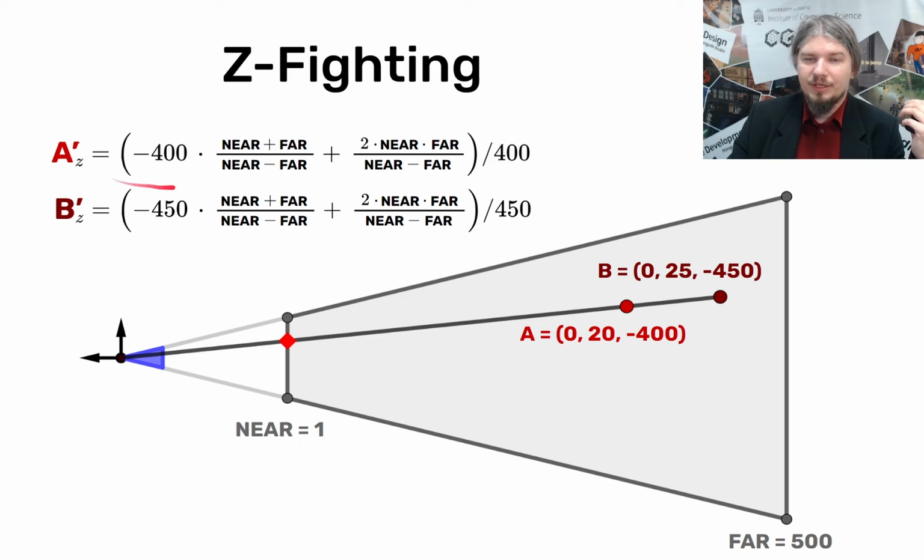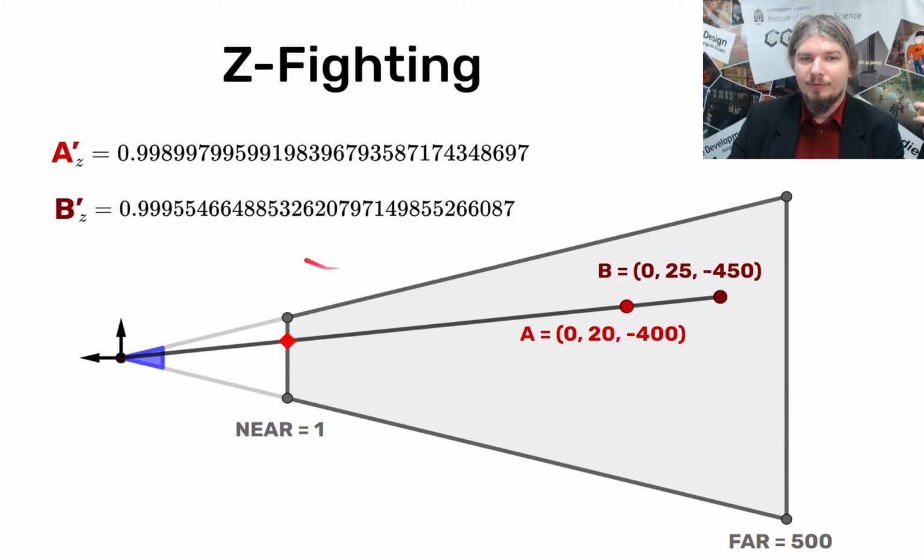So these equations are directly from the perspective projection matrix, and this is the homogeneous point division. Once we have calculated these equations, we have set the near plane to 1 and far plane to 500, so we can just substitute these values in there, and we will get these results. Well, they're pretty long, but you can also see that they're quite close by.